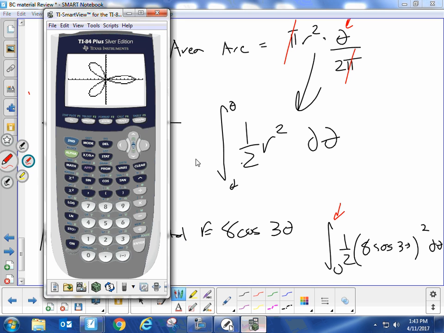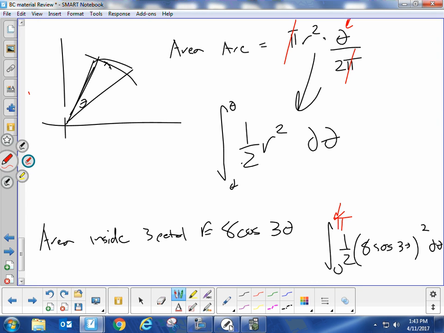Okay, when we look at the graph of 8 cos 3 theta, a lot of students always assume we're going from 0 to 2 pi. But in this situation, I'm just going from 0 to pi, because that would be around the curve once. If I went from 0 to 2 pi, that would be multiple counts of my area. Okay, so 0 to pi.